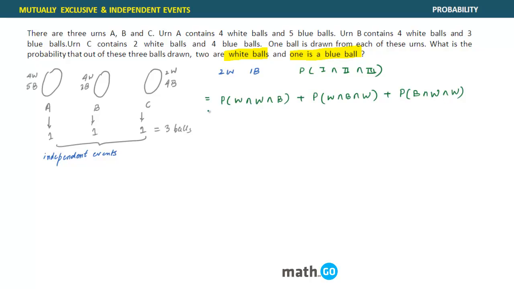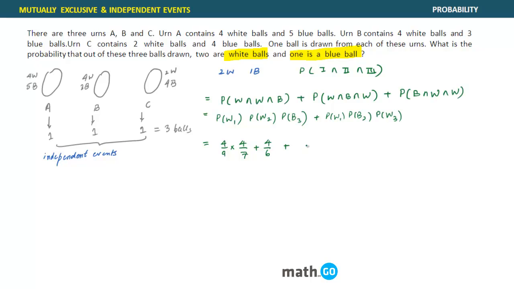Okay. Now since they are all independent events, this will be bag 1, this will be bag 2, and this will be bag 3. If I just solve this particular case, white from bag 1, this is how many balls? 9. So this is 4 by 9, multiplied by white from bag 2, it is 4 and 3, that is 7, so 4 by 7, multiplied by blue from this bag, which is 4 by 6. Now the next case: white from bag 1, blue from bag 2, and white from bag 3. Again, very simple stuff.